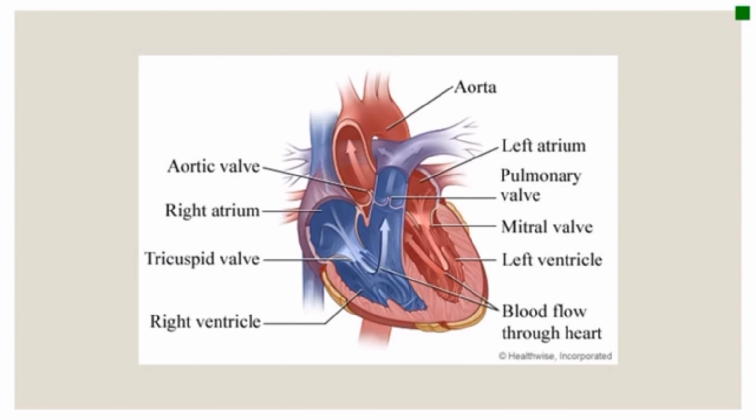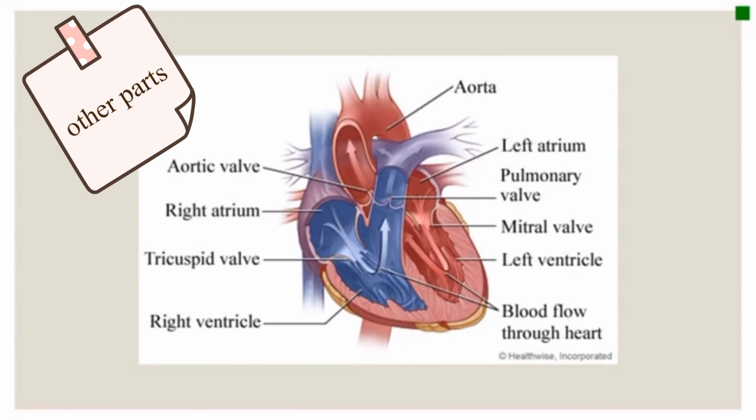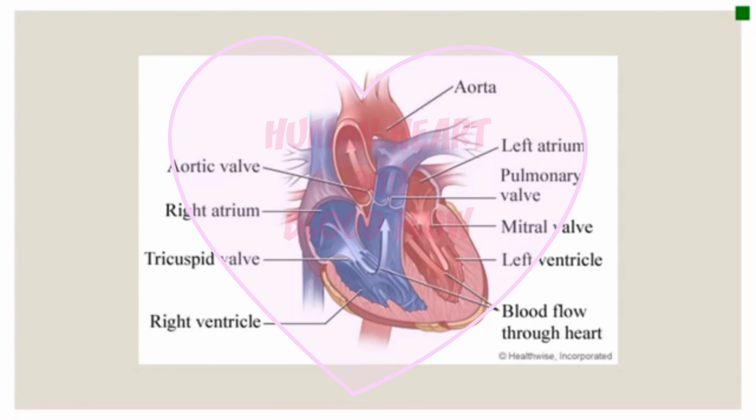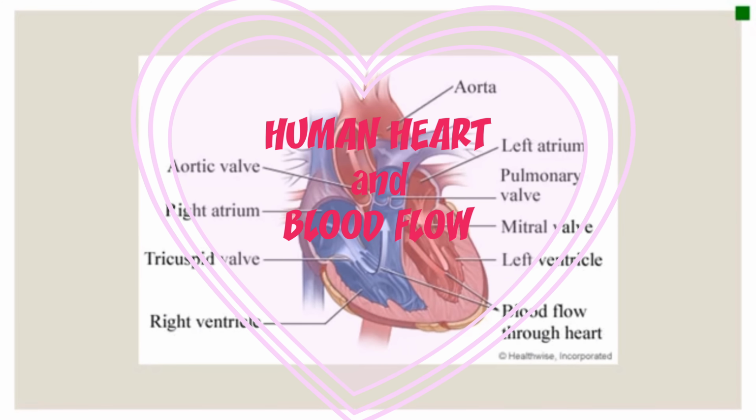So aside from the 4 chambers, we also have other special parts of the heart. We have here on the screen the aortic valve, tricuspid valve, mitral valve, pulmonary valve, and the aorta. So we're going to study today all about the human heart, and how the blood flows through the heart.